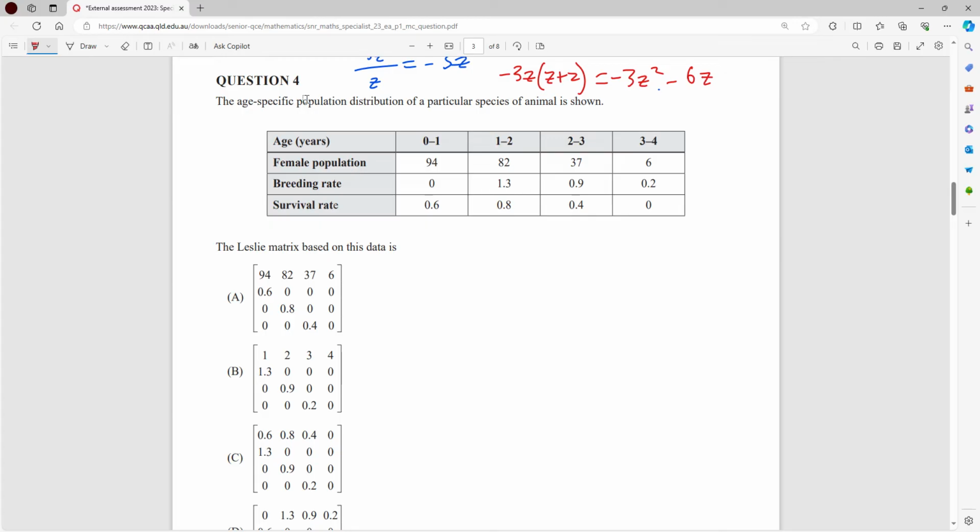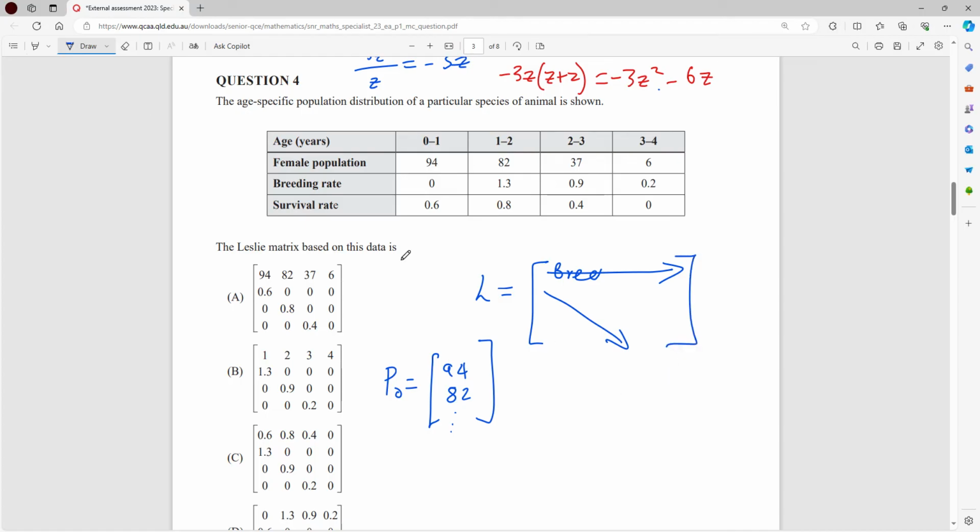Now, Leslie matrix, how it's set up, it doesn't include the female population at all. That's its own separate matrix, which you would have like 94, 82, and the rest of those numbers there. In a Leslie matrix, up the top, you're going to have your breeding rate. So your breeding rate should be your top row here. Then your survival rate should be down the column here, okay? So when I'm looking at the answers here, if I see the female population in this matrix, I know that's incorrect.